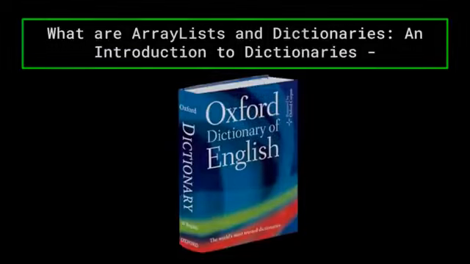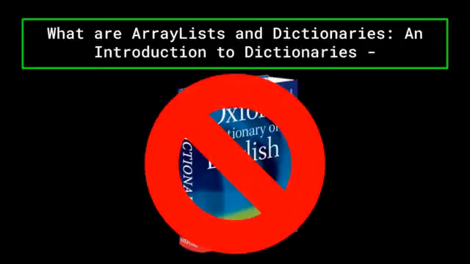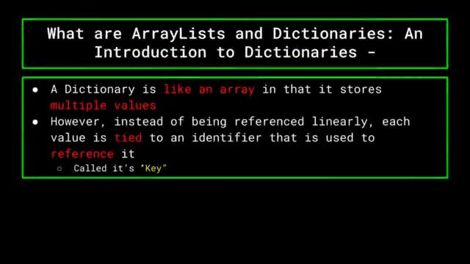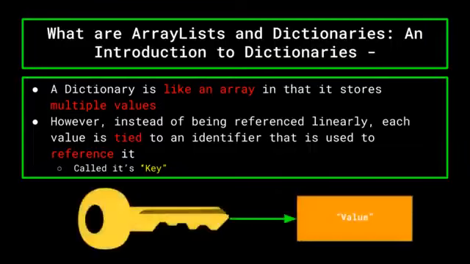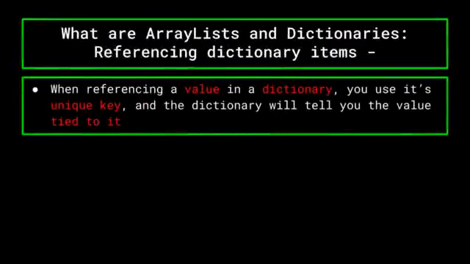Now when we're talking about dictionaries, we're not referencing that thick book you probably have lying around your house, which has thousands of definitions. In computer science, dictionaries are like arrays in that they store multiple values. However, their values are stored very differently. Rather than being referenced by their linear position within the dictionary, each value is tied to another value that is used to reference it, or its key. Because of this, we need to throw away all conceptions of dictionaries as a linear way of looking at data, since in actuality, it is much more fluid and interchanging. Basically, we say that each position in a dictionary holds a key value pair. When referencing a value in a dictionary, you will use its unique key, and the dictionary will tell you the value that it is tied to.